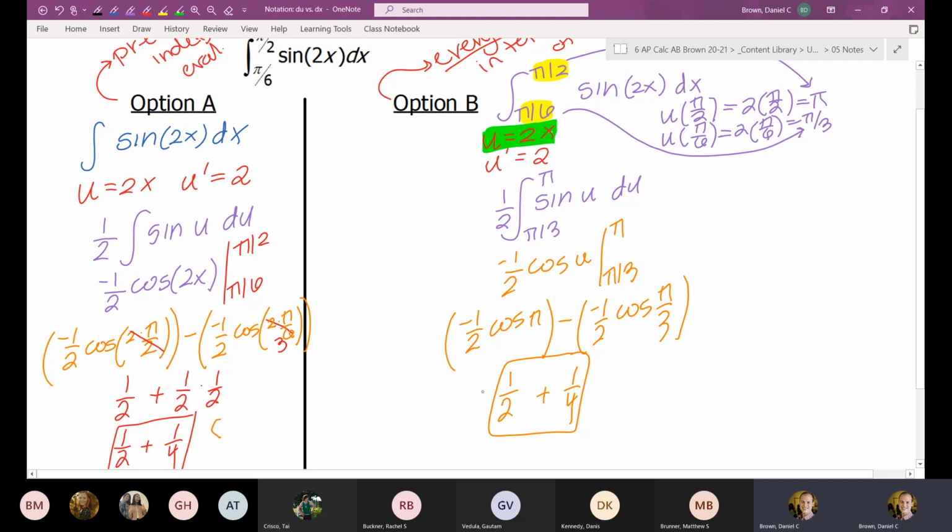So two ways of doing the problem. I will never tell you which way you need to do it, but you do need to understand both ways, especially with this idea of translating your limits on your integration sign to no longer be x values, but to be u values. That's a big idea that we'll be looking at. Questions or things that I can clarify about that problem?